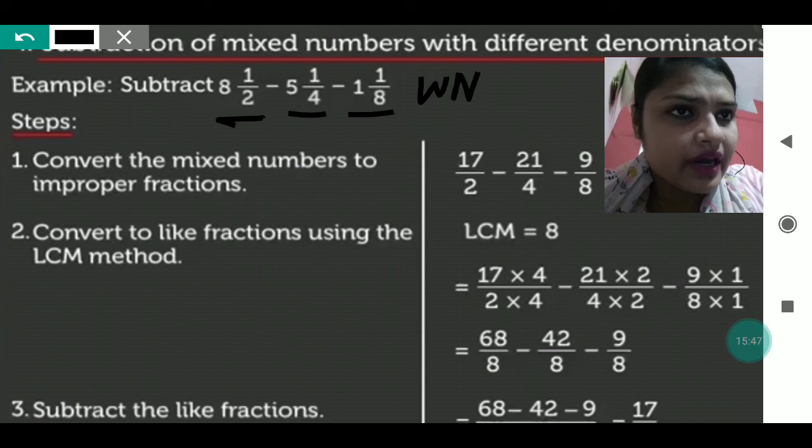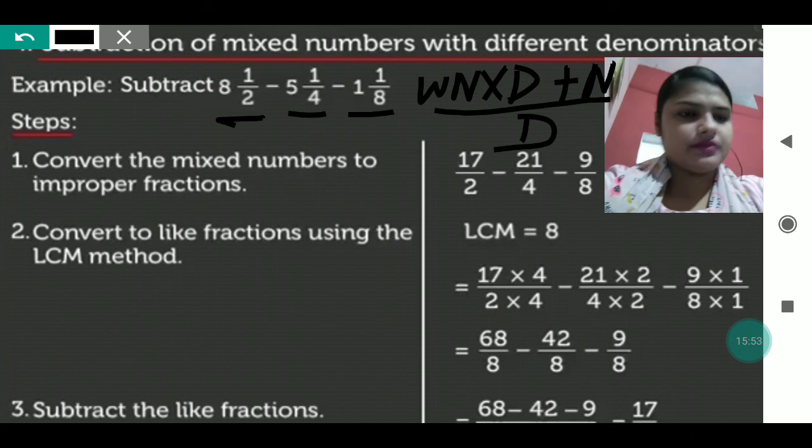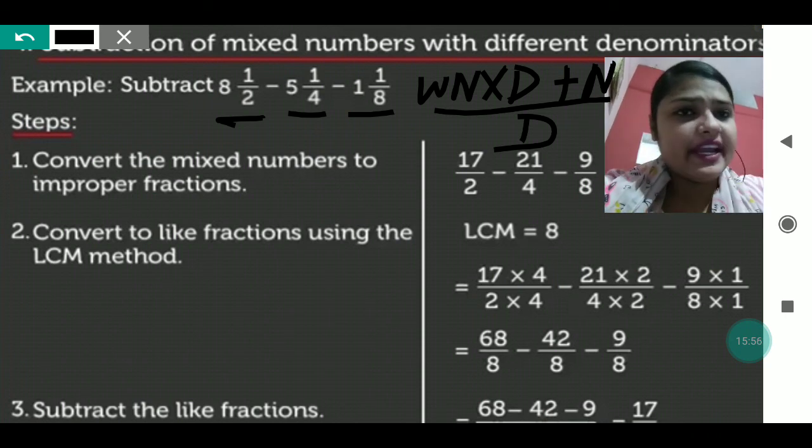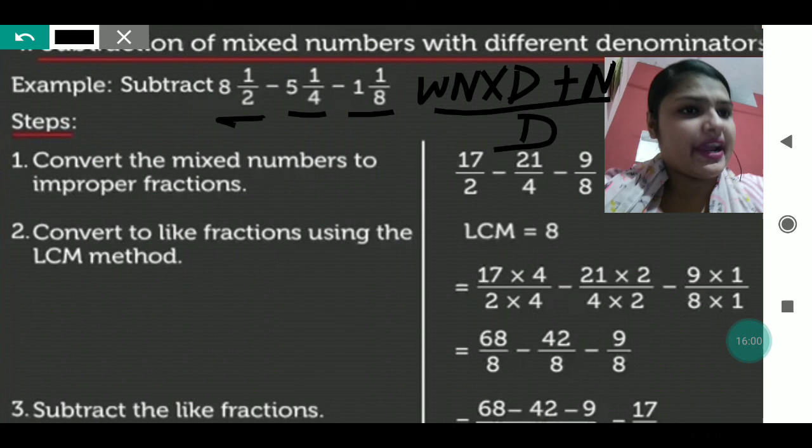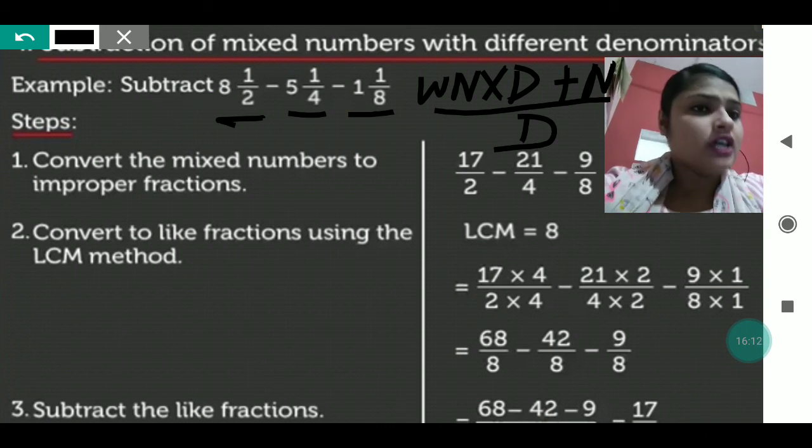Convert the whole number into the denominator times the whole number plus the numerator, over the denominator. So you will do 8 into 2 plus 1, so you will get 17 by 2. Then you will do 5 into 4. 5 4s are 20, plus 1 is 21, so 21 by 4. Now 1 into 8 is 8, and plus 1 is 9, so 9 by 8. Now what do you have to do?